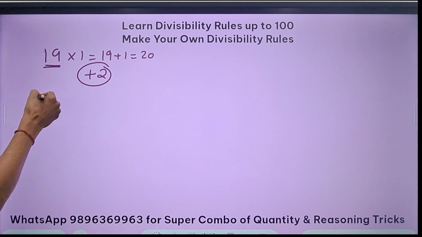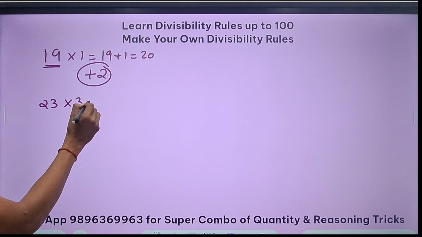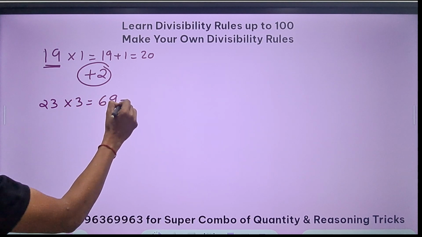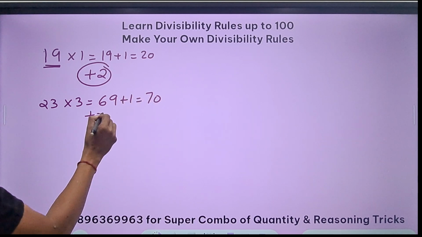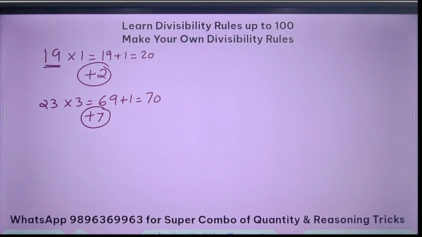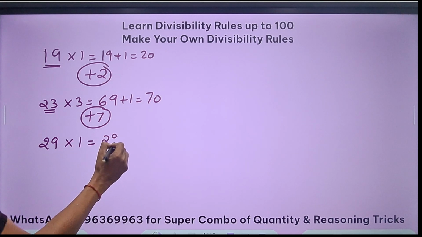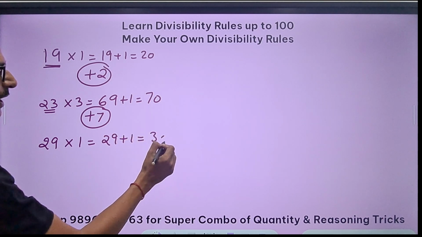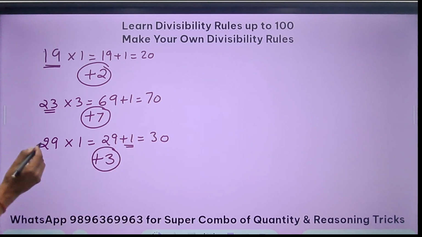How about the next prime? 21, 23. For 23 I will do 3 times, 69. Plus 1 gives me 70. So the oscillator is plus 7. That's the oscillator for 23. The oscillator for the next prime: 25, 27, 29. 29 times 1 is 29 and plus 1 gives me 30 and therefore plus 3 is the oscillator for 29.